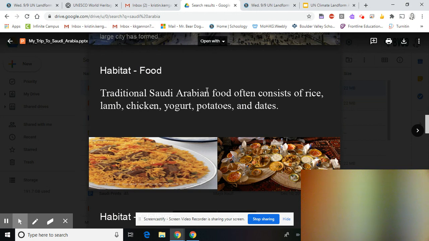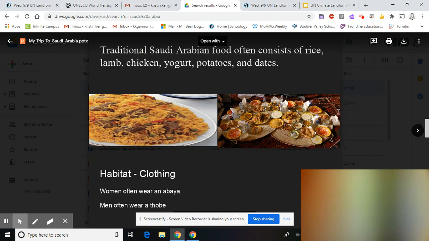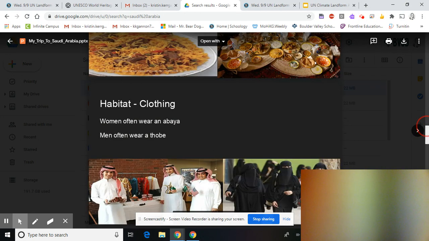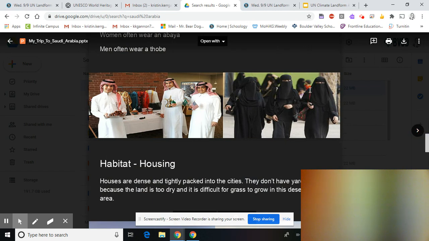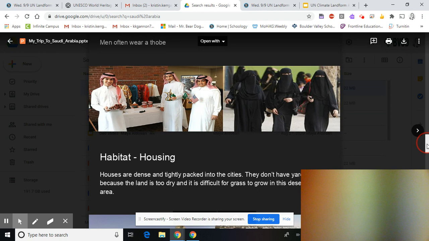He looked at how this hot desert climate affects that culture. They have rice, lamb, chicken, yogurt, potatoes, dates. Some of this doesn't need to be refrigerated once you cook it. So he noticed that that's warm climate food, like yogurt can actually kind of sit out of the refrigerator. The clothing is to protect from dust and also to respect the Muslim traditions. He noticed that men wear thobes, women are wearing burqas.